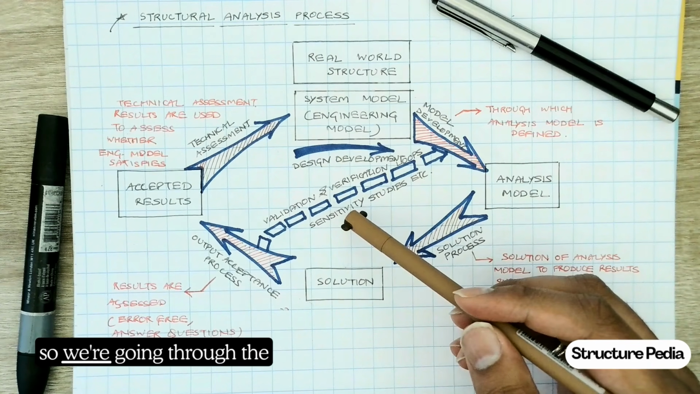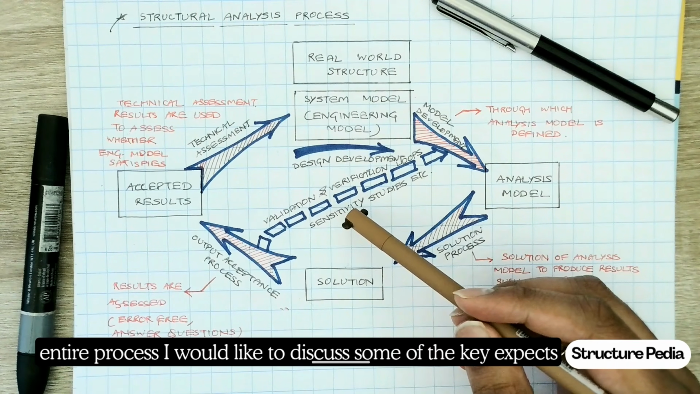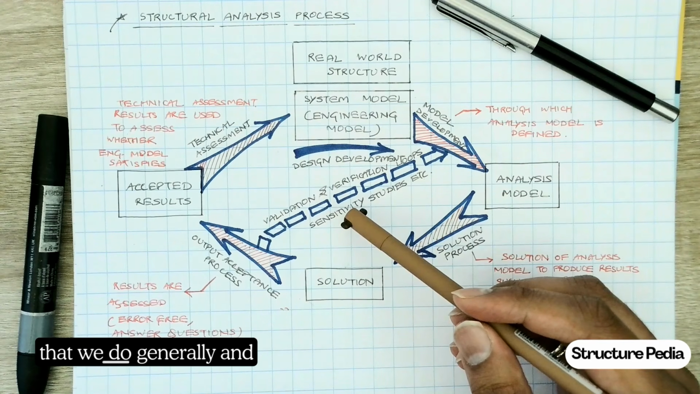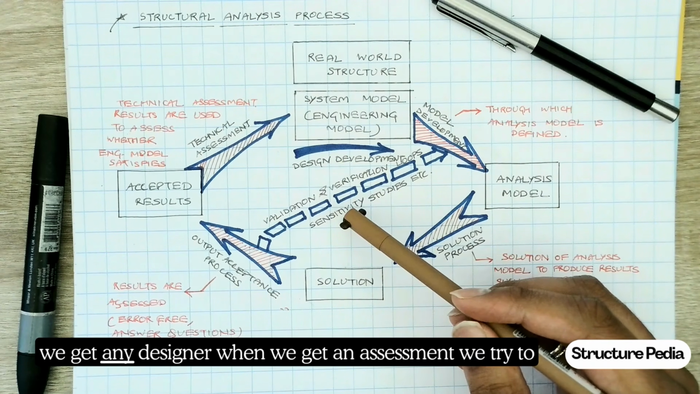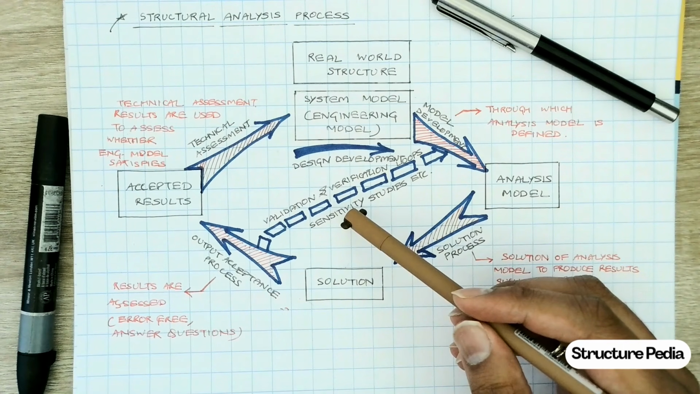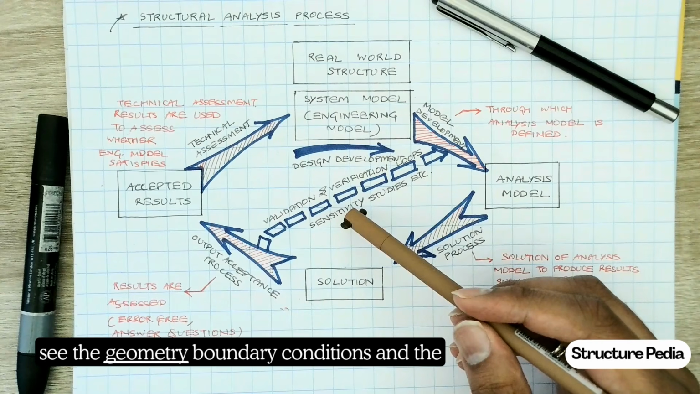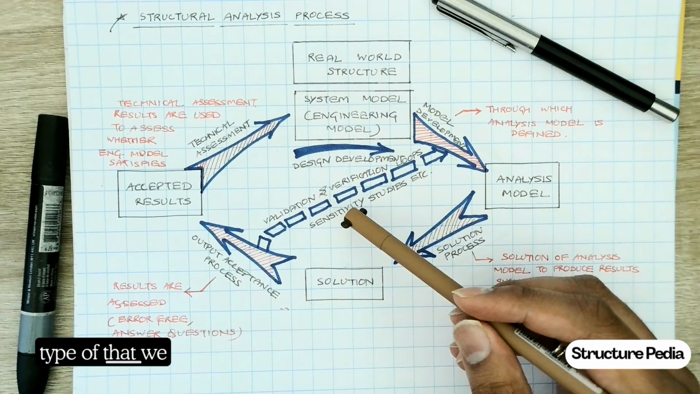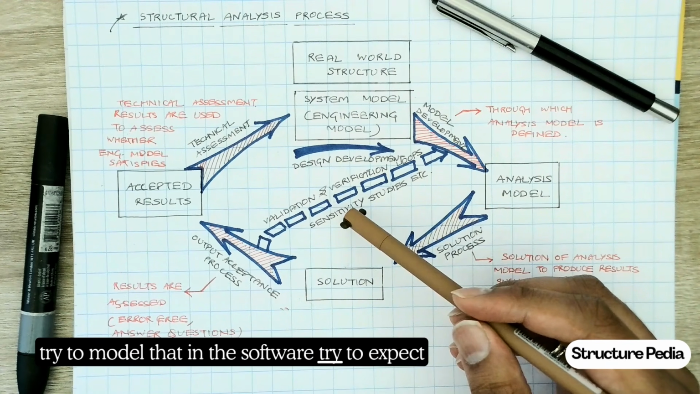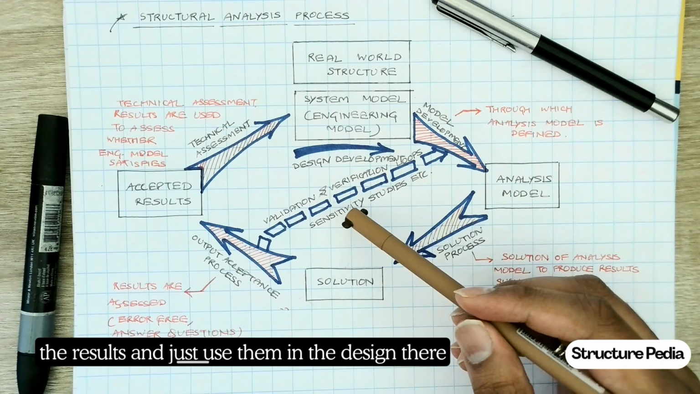Before going through the entire process, I would like to discuss some of the key aspects that we do generally. When we get any design or any assessment, we try to see the geometry, the boundary conditions, and the type of loading that we need to apply. After that, we try to model that in the software and then extract the results and use them in the design, in the calculation.